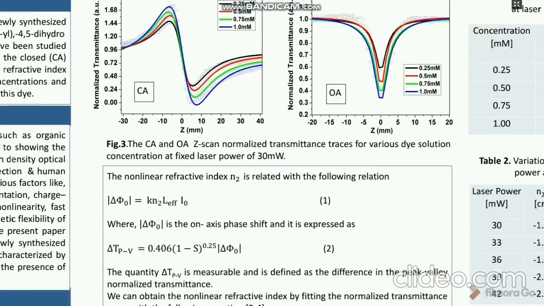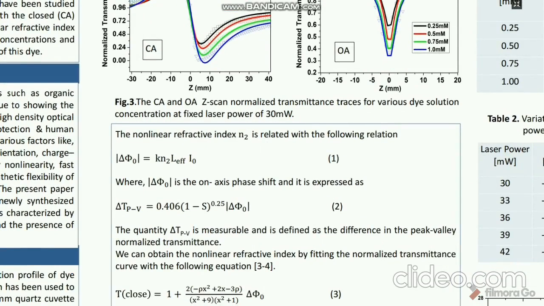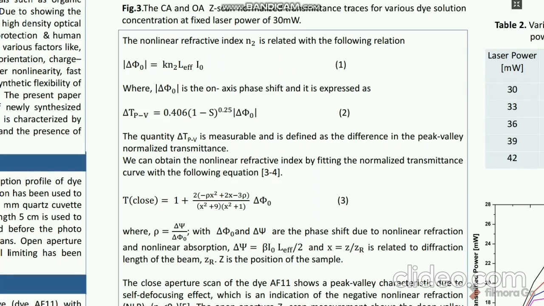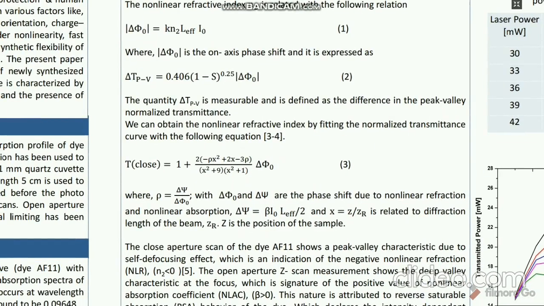In an indirect way, we can say that n2 and beta are related to the normalized transmittance and phase shift, which are given in these equations. One can find the NLO parameters by doing theoretical fitting on the normalized transmittance using these formulations.